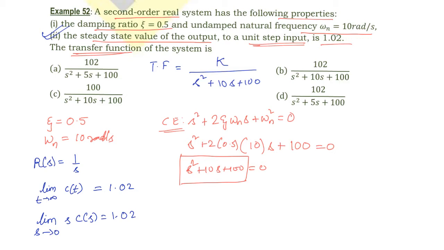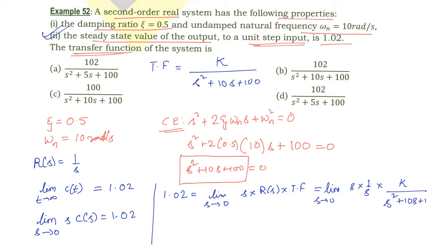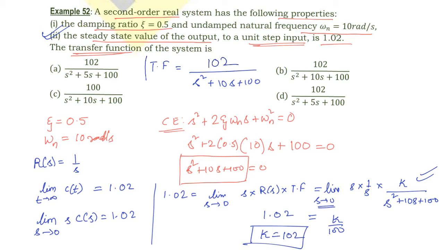Now the output will be the transfer function into the input. So we can write 1.02 is equal to limit s tends to 0 of s into r of s into the transfer function. This you can write as limit s tends to 0 of s into 1 by s into k by s square plus 10s plus 100. If you substitute s equal to 0 in this function, then you will get k by 100, which is equal to 1.02. This means that k is equal to 102. So we got the transfer function to be 102 divided by s square plus 10s plus 100. This is option B.